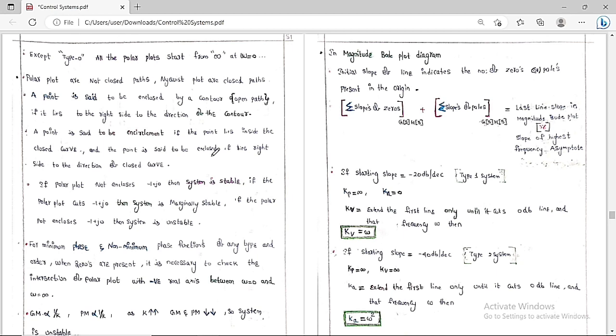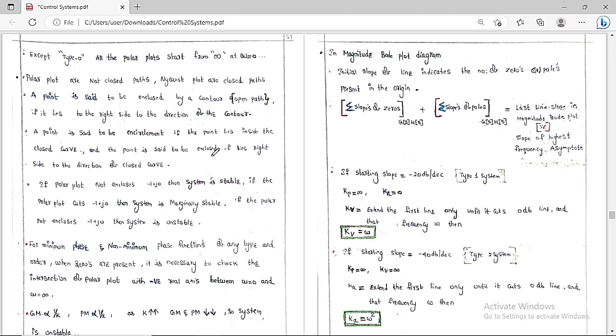Then what is going to happen for a type 0 system? For a type 0 system at omega is equal to 0, it is going to have a finite magnitude value. Listen carefully. Whereas for all the remaining type systems at omega is equal to 0, the magnitude value is always equal to infinity.